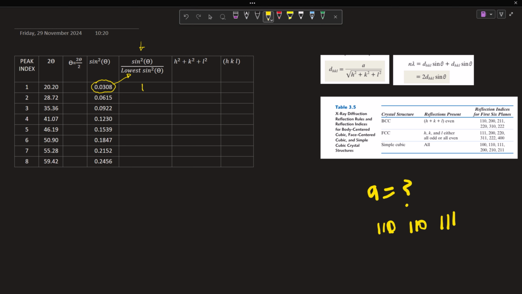I'm going to get 1.9, yada, yada, yada, but I'm just going to go ahead and approximate, which will give me 2, right? Because all we need is a whole number. We don't need decimal. I approximate and it gives me 2. So I go ahead also here, I say 0.092 divided by my lowest, which is 0.03, I get 3. So continuously like that, I continue to do and I approximate. So I'm getting 4, 5, 6, 7, 8.